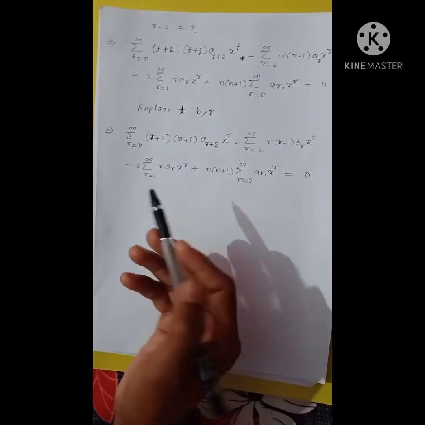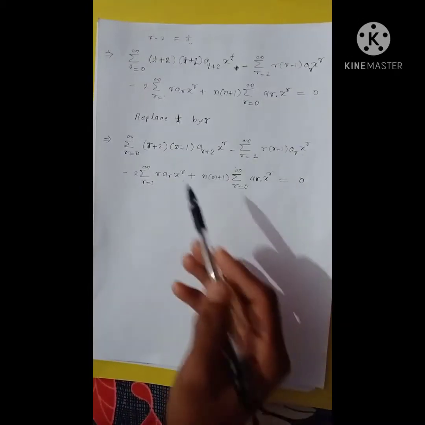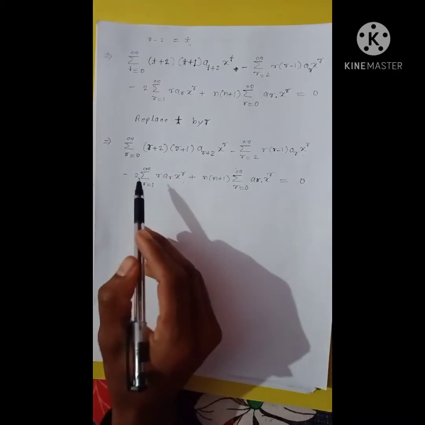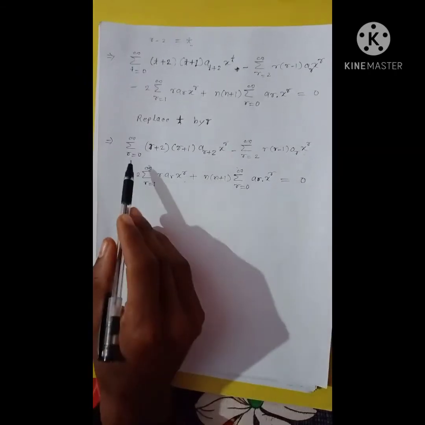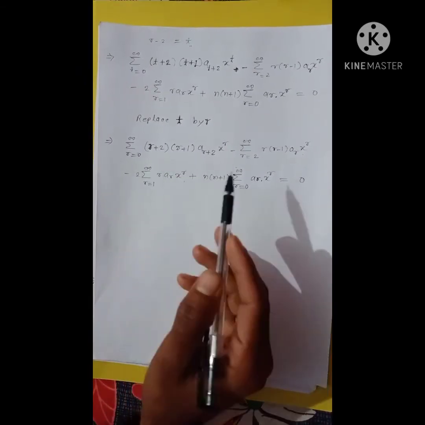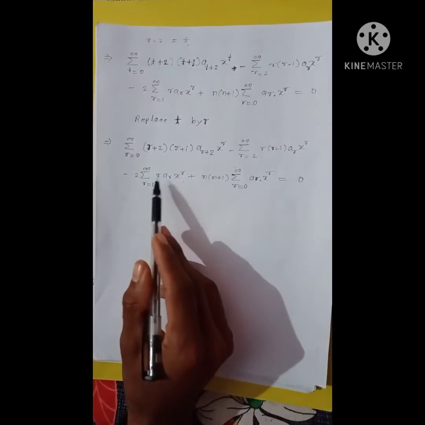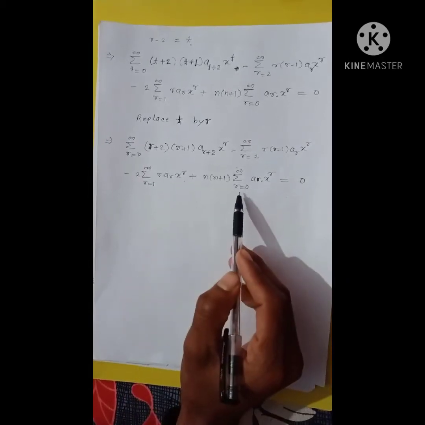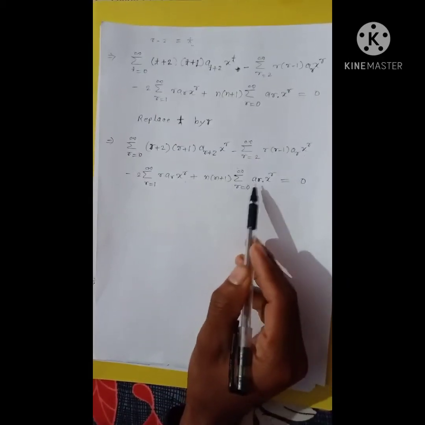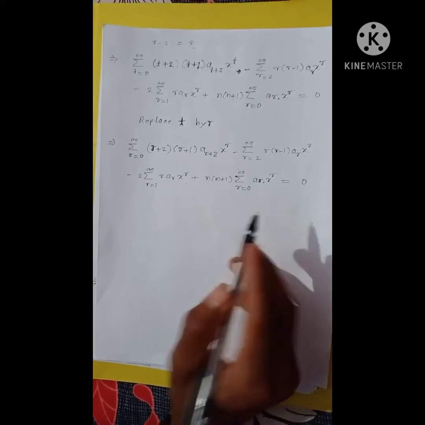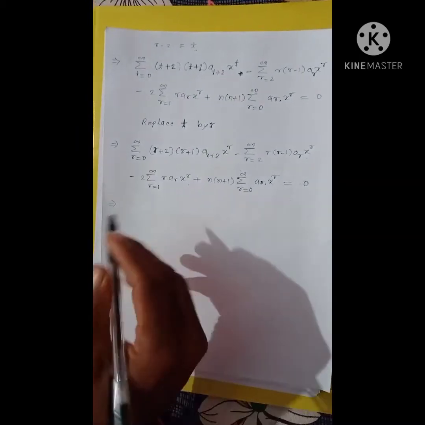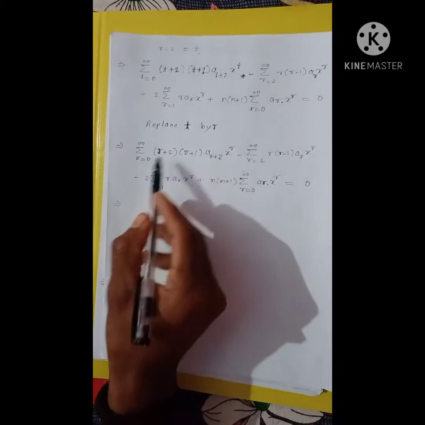Now to obtain the same limit in all these summations, we put r equal to 0 and 1 in the first summation, r equal to 1 in this summation, and 0 and 1 in this summation. So now we put r equal to 0 in this summation.